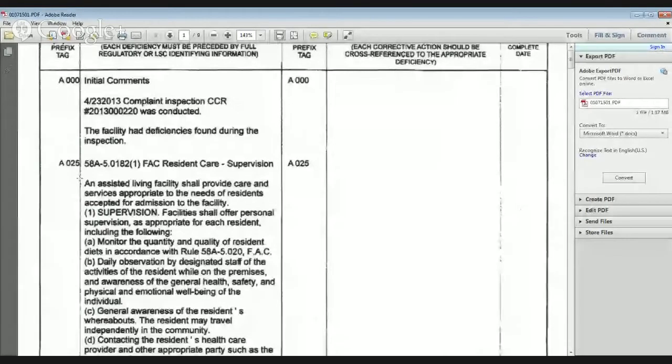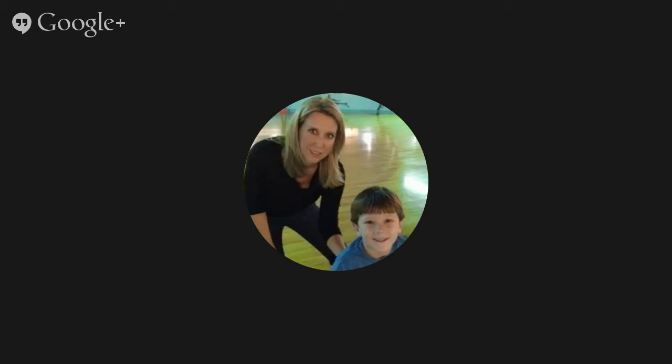So I'm going to open up the screen share. I'm going to share with you the survey that we're going to look at. Of course, we've withheld all of the information, but I'll let Cheryl take it from here. So we've cut off the top of the survey so you can't see the facility name. Right, because we're not here to bash other facilities because we all make mistakes, but this is just a learning opportunity. And this facility had a complaint inspection, so someone had called in a complaint on the facility.